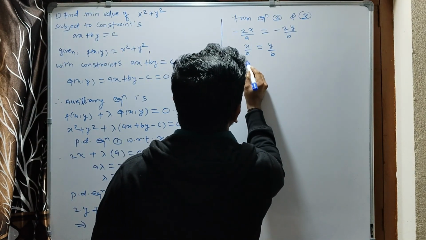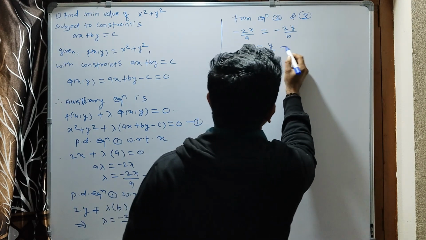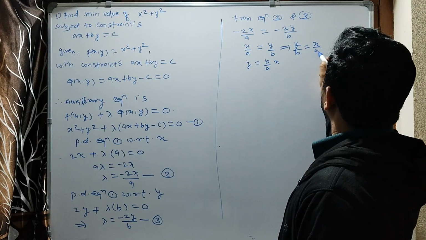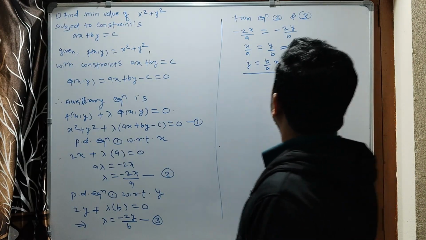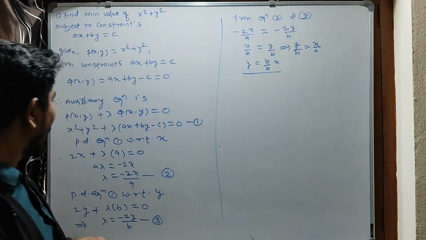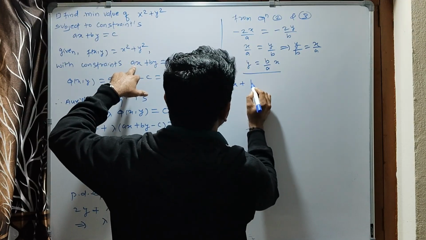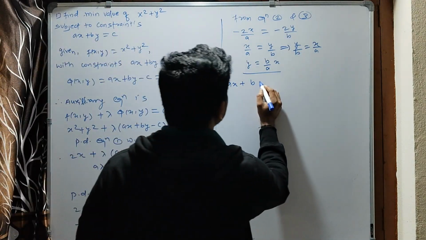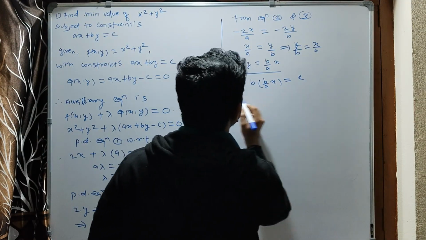So this implies y by b equals x by a. Therefore y equals b by a times x. So this is the value of y. Now if the value of y is this, then from a x plus b times y, where y is b by a times x, this is equal to c.